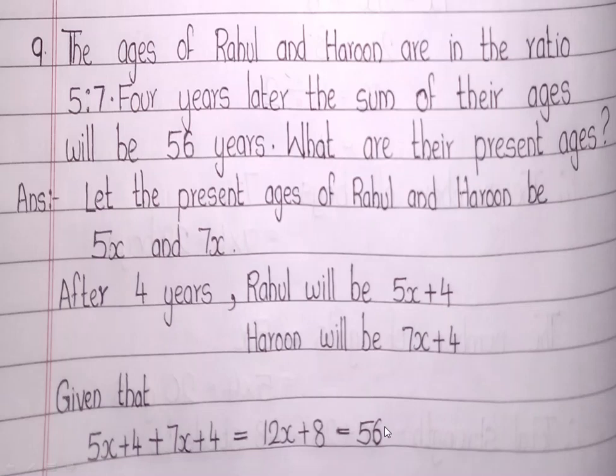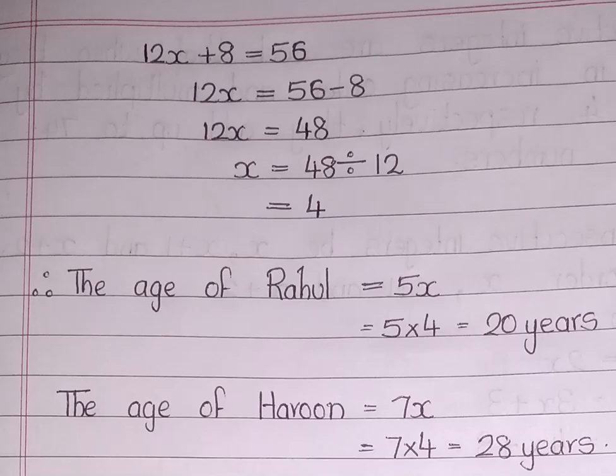At this point, you will get half the marks of your question. Now the next half will go for the solution of the equation. 12x plus 8 is equal to 56. 12x is equal to 56 minus 8. And at last you will get x is equal to 4.